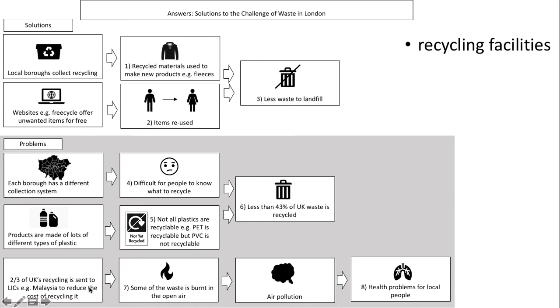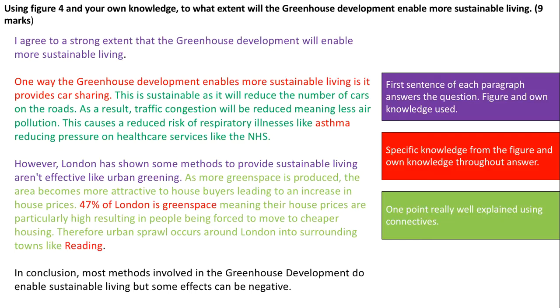What about this point here? Two thirds of the UK's recycling is sent to LICs and NEEs like Malaysia to reduce the cost of recycling. Well, that can be applied to the greenhouse development because even though they've got the recycling facilities doesn't mean that it's going to get recycled even when people put the waste in the recycling facilities. So some of the waste that's put in the greenhouse development bins might end up being burnt in open air in Malaysia, which is going to cause air pollution and health problems for local people. So we've got two really good potential paragraphs that we could talk about if we wanted to there.